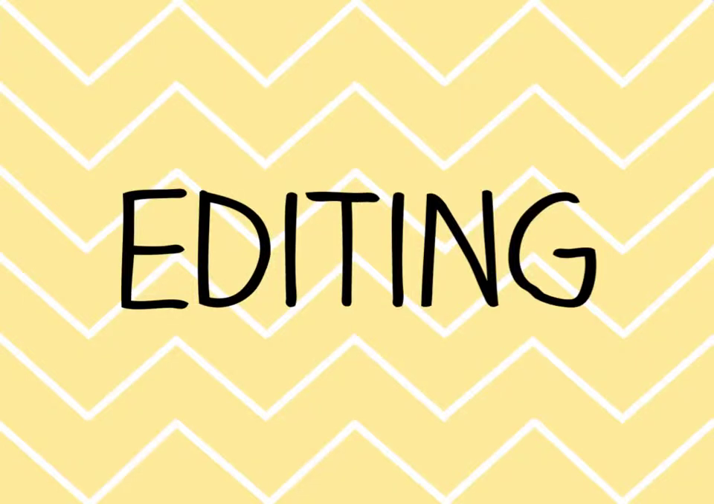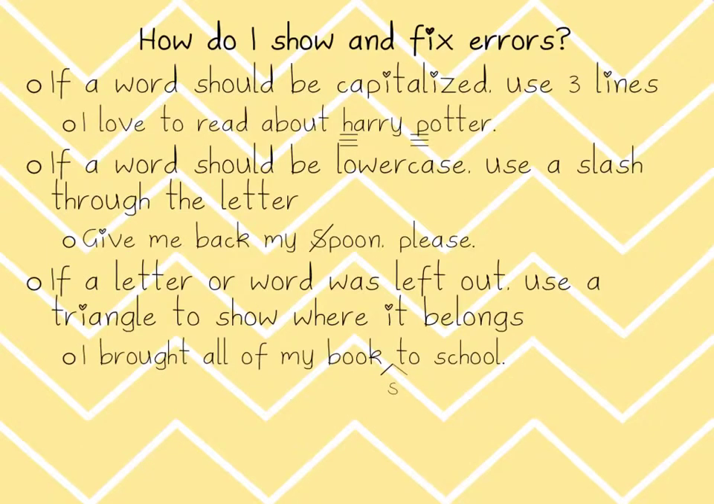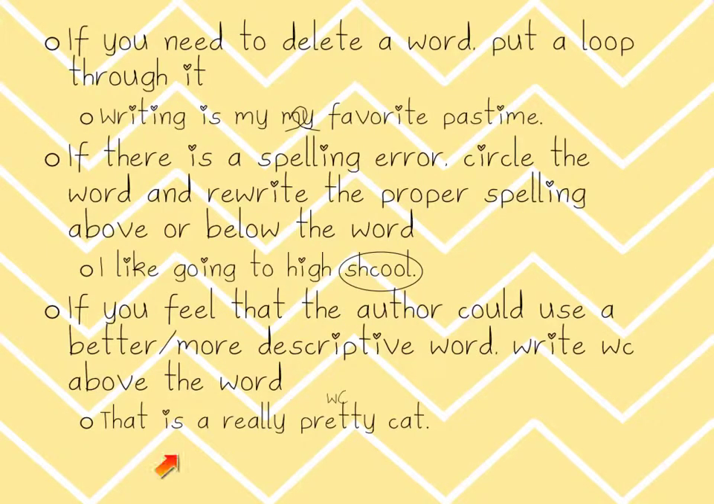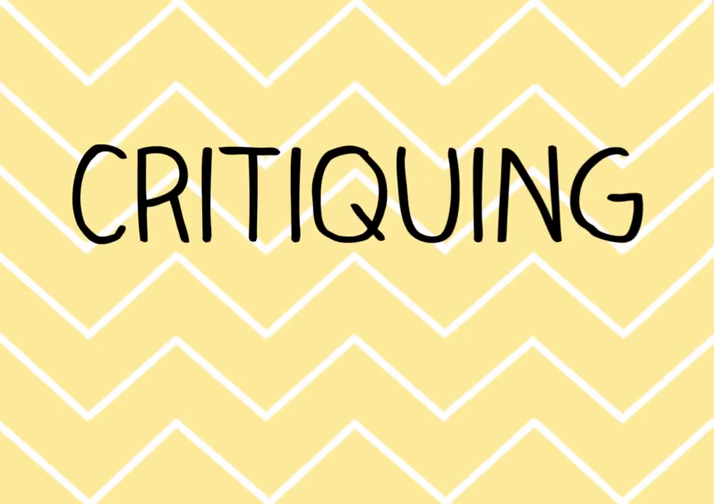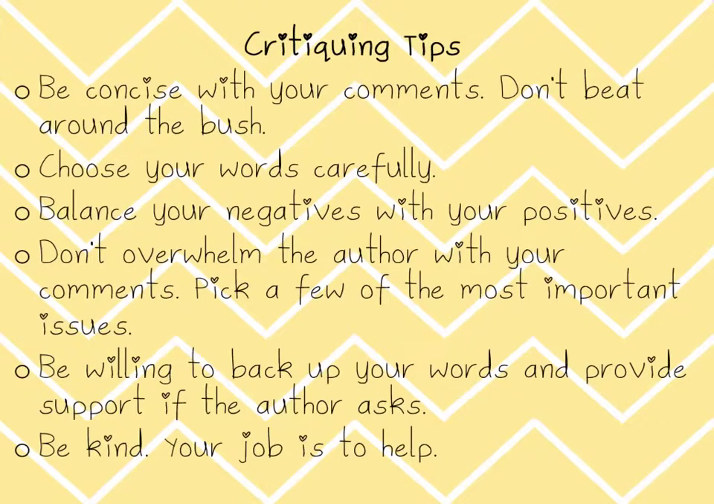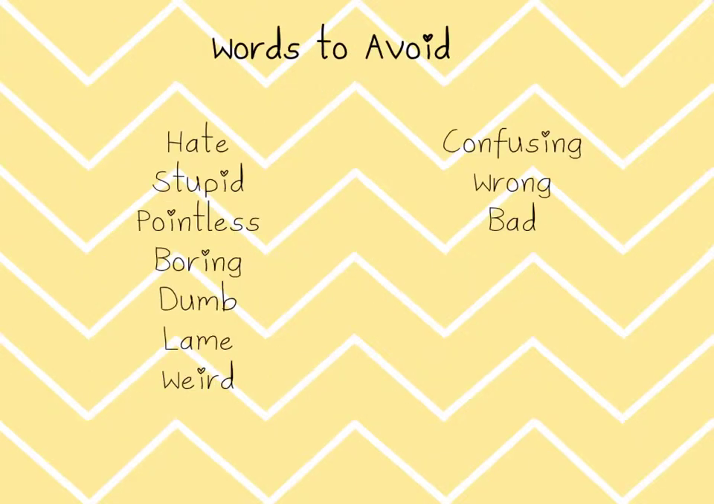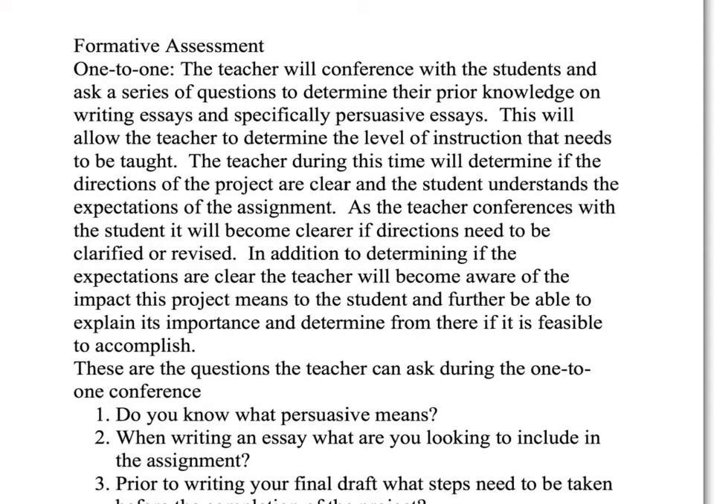After reviewing the stages of writing, and the students are preparing for the proofreading stage, the teacher can introduce the editing guidelines and how to critique someone's work using the critiquing tips, words to avoid, and things to say versus things not to say. As the writing stages are nearing the end of each stage, the teacher can periodically assess the students' progress through one-on-one formative assessment.